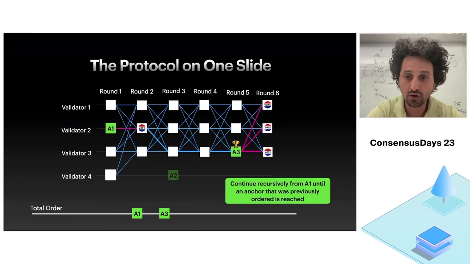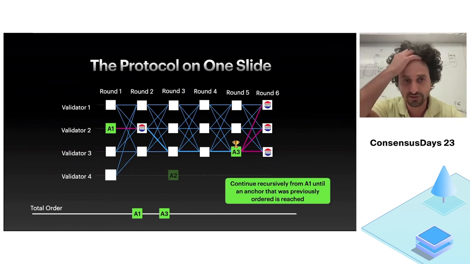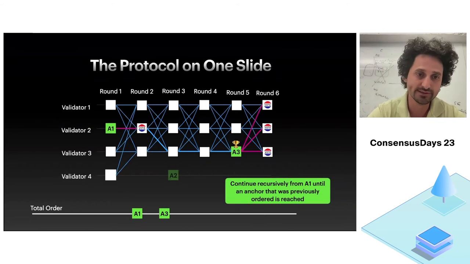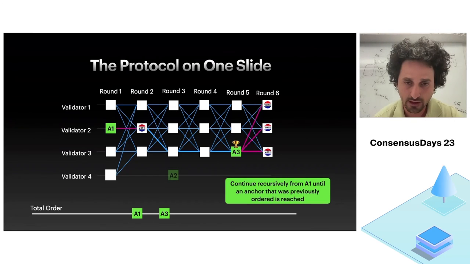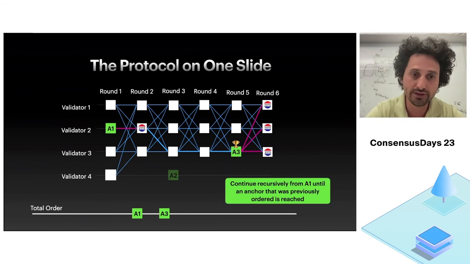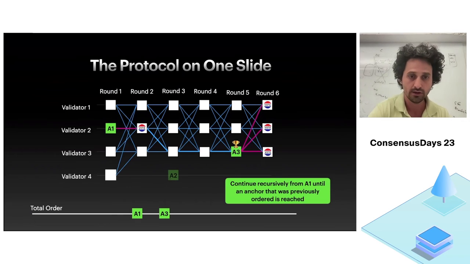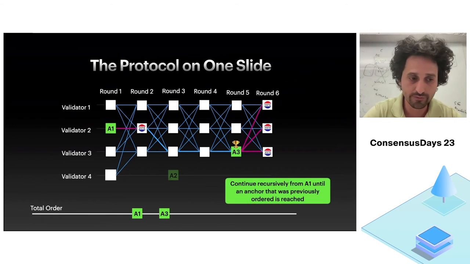And now we are going to continue this process recursively. So in this example, A1 is the first anchor, but imagine there are a few rounds before. So we had to continue the same and check whether there is a path between A1 to A0. And if there was a path, then we need to order A0 before A1. We continue this process recursively until we reach a point which we already ordered. We keep going down the DAG and keep ordering it as we grow it. So we will finish this process once we get to an anchor which we already ordered.